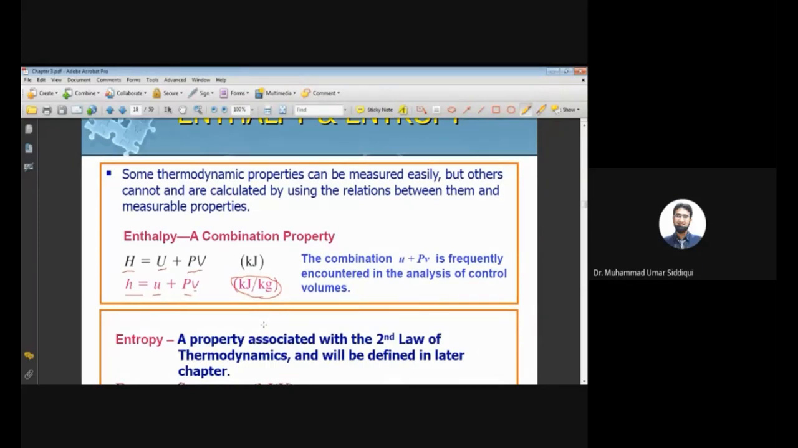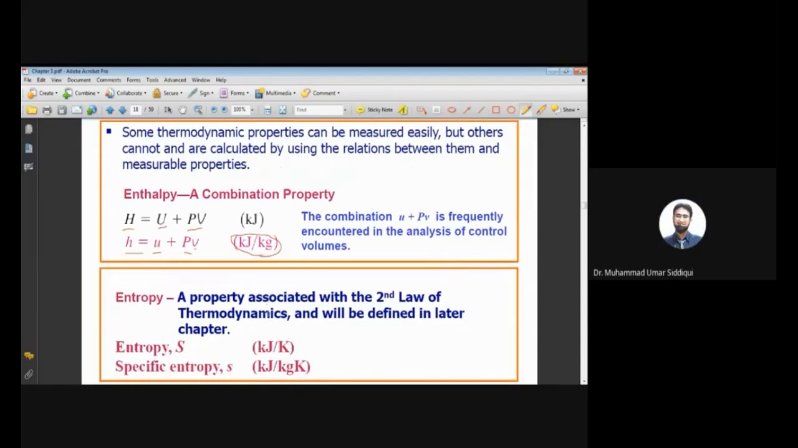Everything is clear so far? Yes, everything's clear. Okay. The next thing is entropy. Now, entropy is something we're going to discuss in a lot of detail from chapter number 6 onward. So specifically, chapter number 7 is all about entropy.